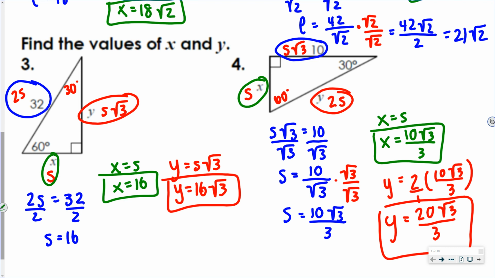Anybody 4 for 4 on those puzzles? Nice. Okay.